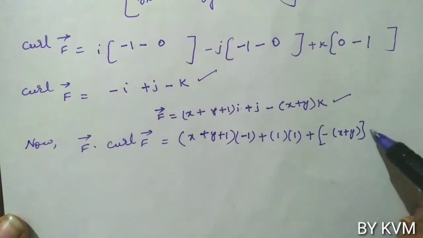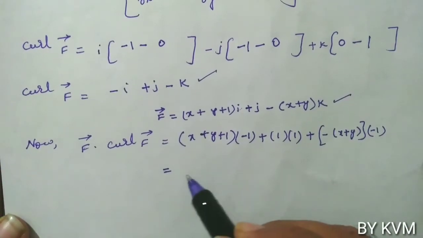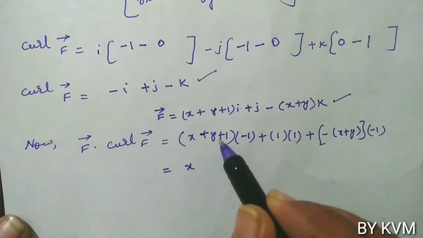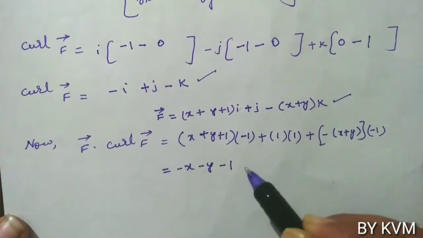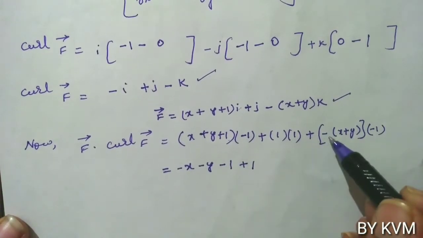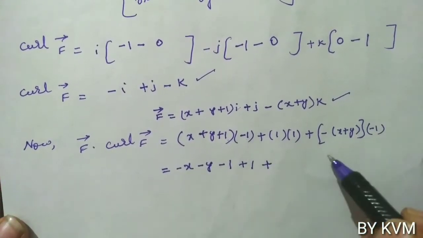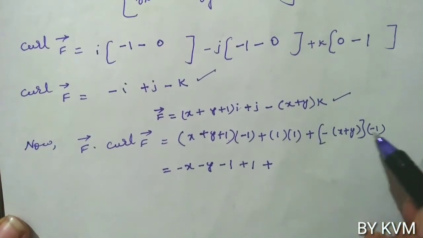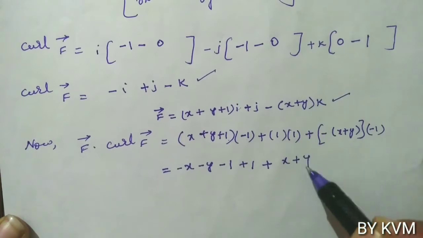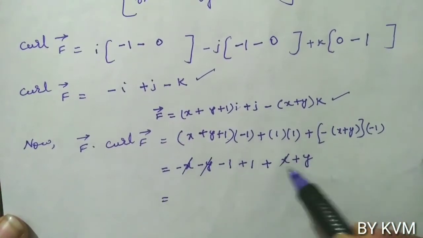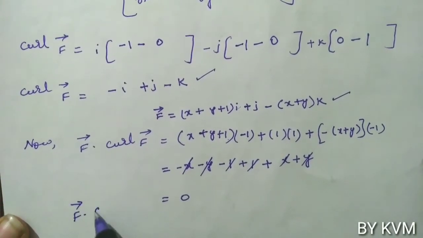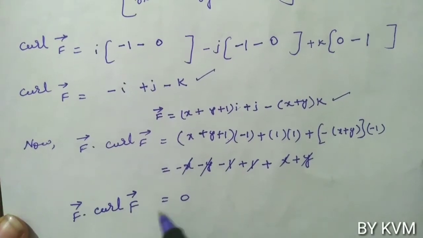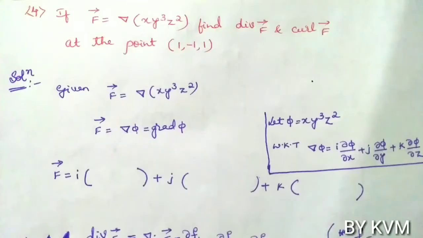And in curl vector f it is minus 1. So this is equal to (x + y + 1) into minus 1, which is minus x minus y minus 1, plus 1, plus minus (x + y) into minus 1, which is plus x plus y. So x gets cancelled, y gets cancelled, and 1 gets cancelled. So vector f dot curl vector f is equal to 0. Now let us move to the next problem.